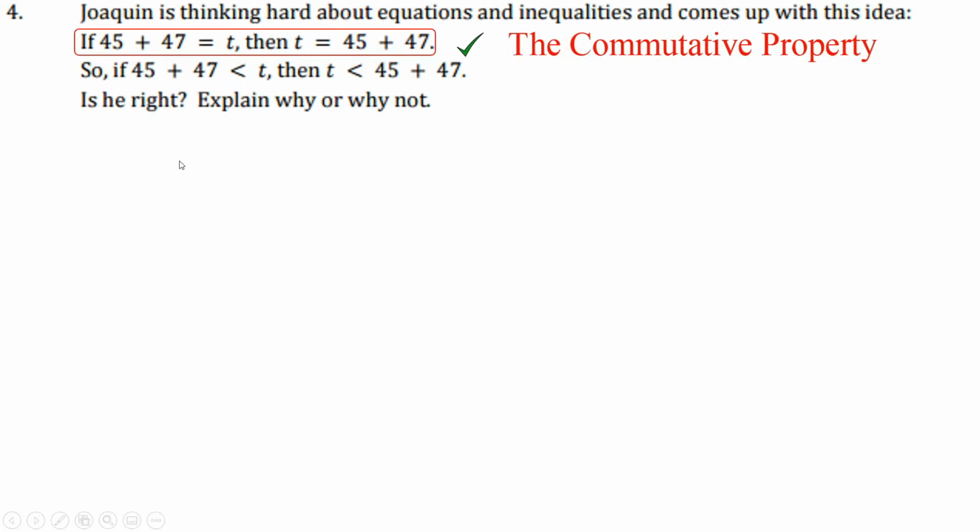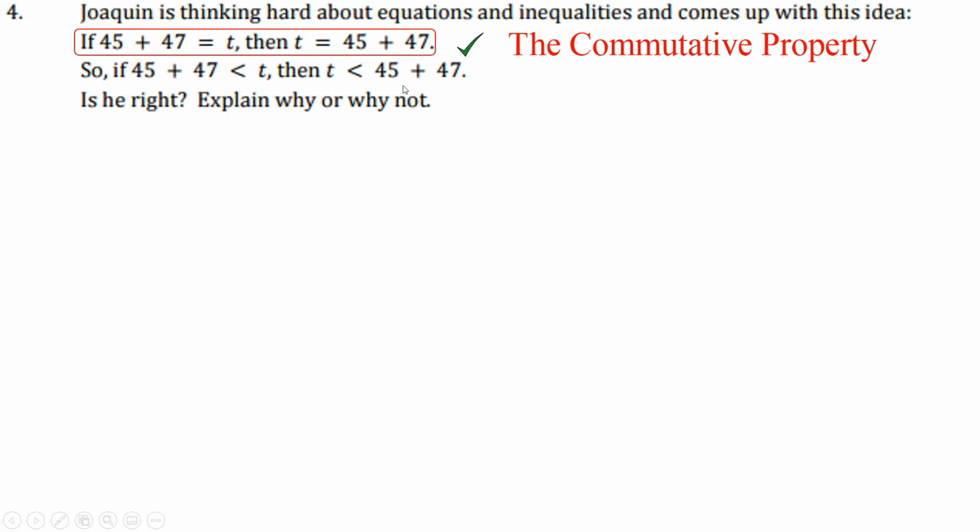And that works. So when we have an equation, what we have on the left and right, we can reverse that and it's still the same equation. So 45 plus 47 equals t is the same thing as t equals 45 plus 47. So now Joaquin is thinking, I wonder if that works with inequalities. So if 45 plus 47 is less than t, then t would have to be less than 45 plus 47. Is he right? Explain why or why not.